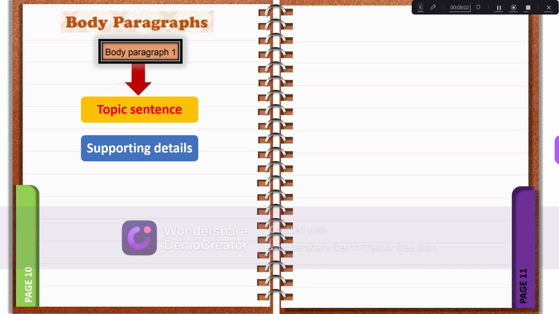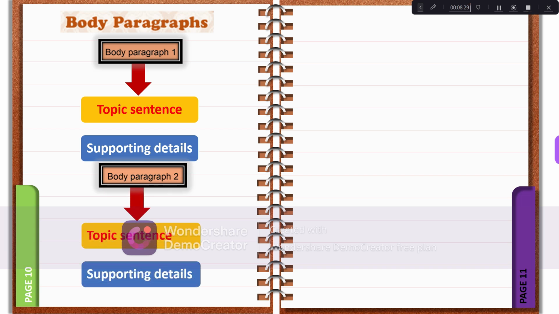The conjunctions are used to connect sentences with each other. And for supporting details, you need to connect each supporting detail with the next one by using a conjunction. For the subordinating conjunctions, you need to put them in the sentence itself, I mean in the supporting details. Then body paragraph 2, we have the same, which is topic sentence and supporting details.